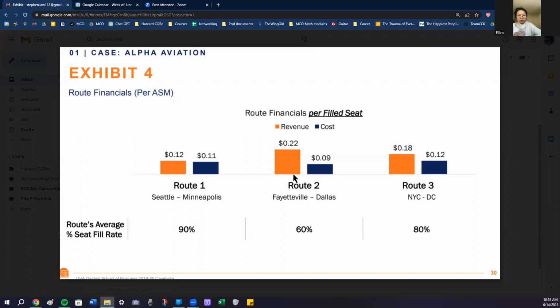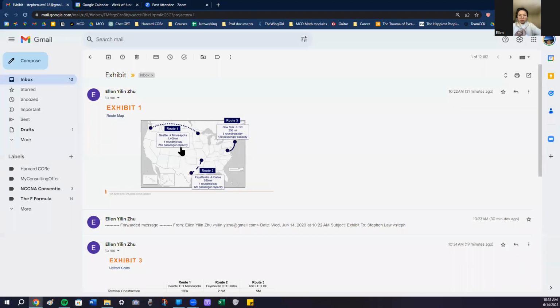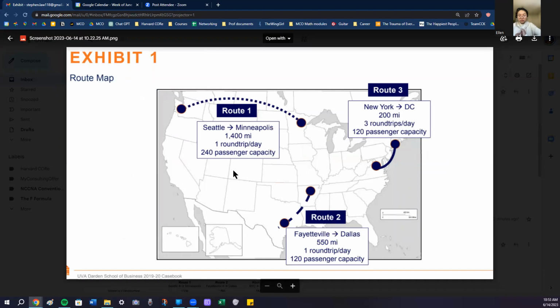So for the first route, the ASM would be the 240 seats that the flight carries in its plane, multiplied by the 2,800 miles that would be traveled per day with one round trip, one way being 1,400 miles. I just want to check that figure really quick. In this first exhibit, is the 1,400 miles one-way travel? It would be one way. So the total round trip would be 2,800 miles.